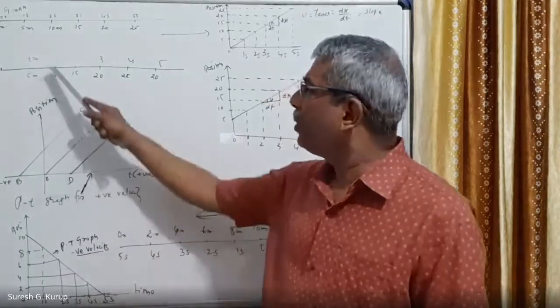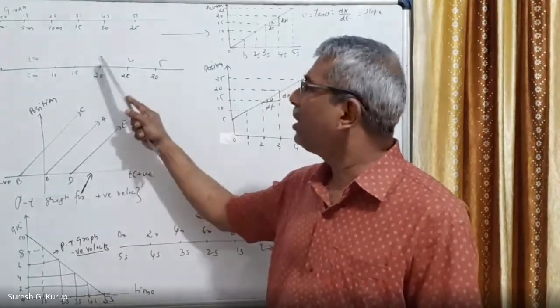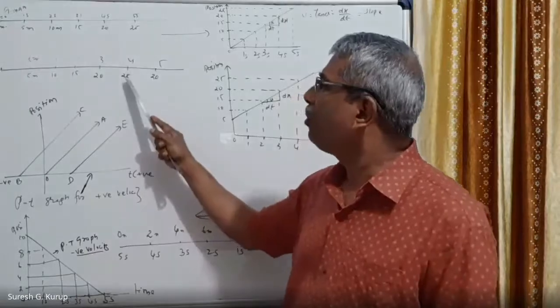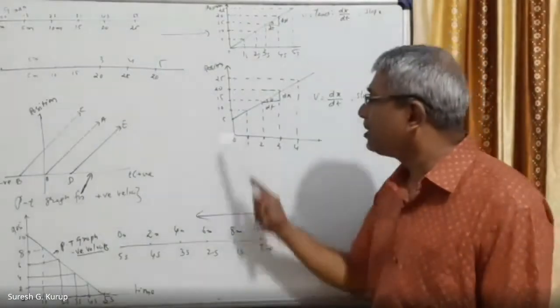Right? Then the body goes on traveling. After 1 second, it is 10. After 2 seconds, it is 15. After 3 seconds, it is 20. And 4, 25, and 5, 30, etc. Right? That is marked here.